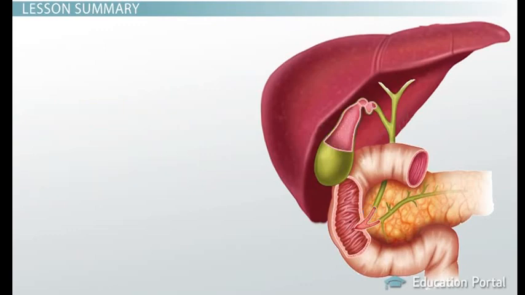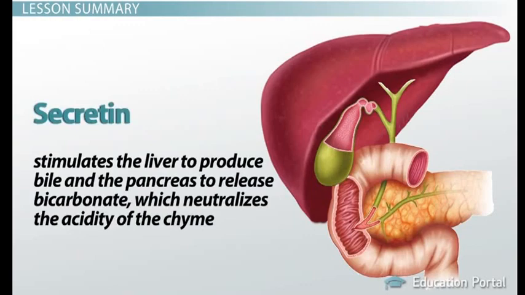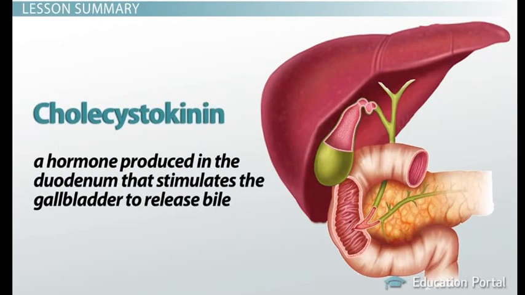Hormones can play a role in the release of digestive secretions. For example, secretin is a hormone produced in the walls of the small intestine that stimulates the liver to produce bile and the pancreas to release bicarbonate, which neutralizes the acidity of the chyme. Cholecystokinin is a hormone produced in the duodenum that stimulates the gallbladder to release bile.